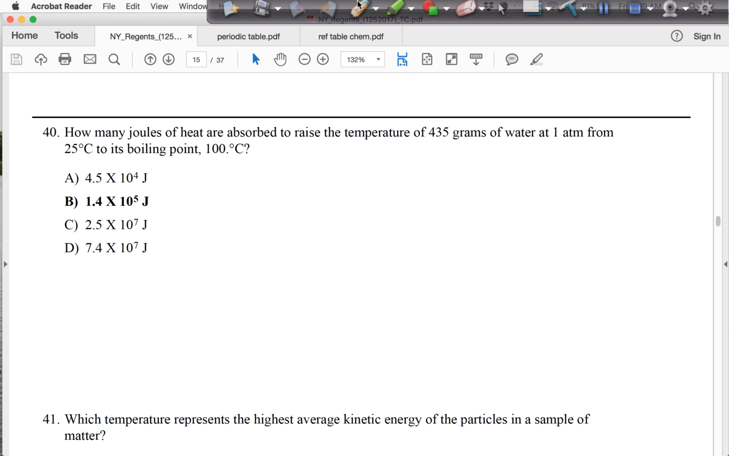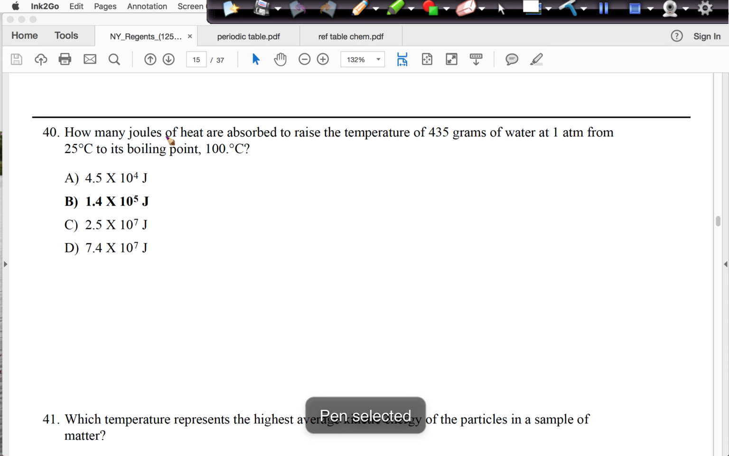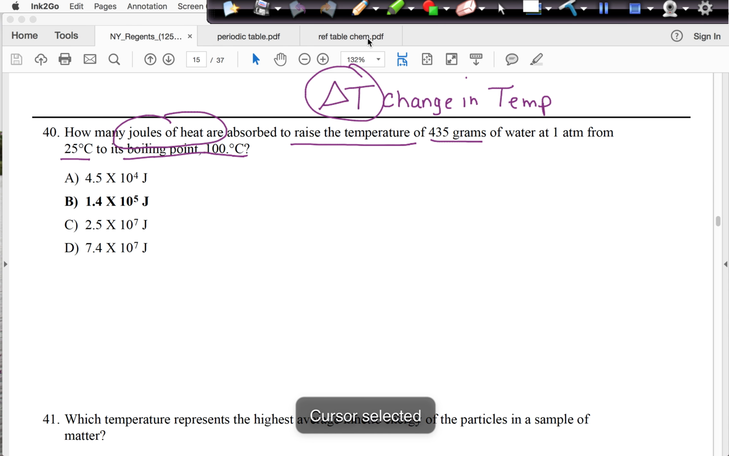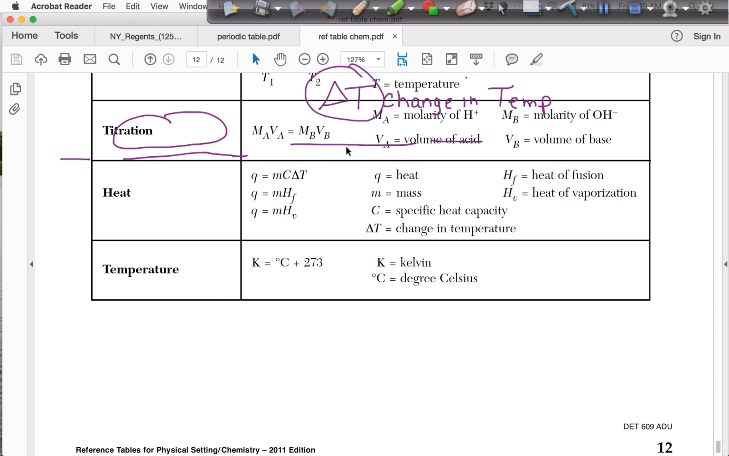When we look at number 40, the question asks us how many joules of heat are absorbed to raise the temperature of 435 grams of water from 25 degrees Celsius to its boiling point of 100 degrees Celsius. If we are raising the temperature, that means there is a change in temperature. That means we're going to use the formula that has delta T in it. So let's take a look at Table T, and let's see what formula we're going to use.